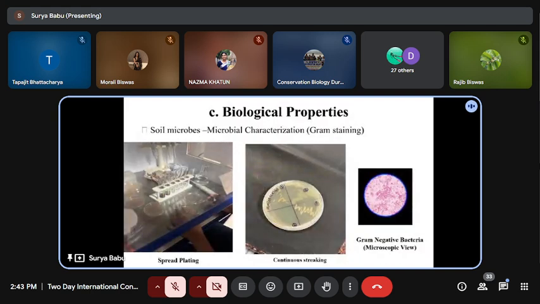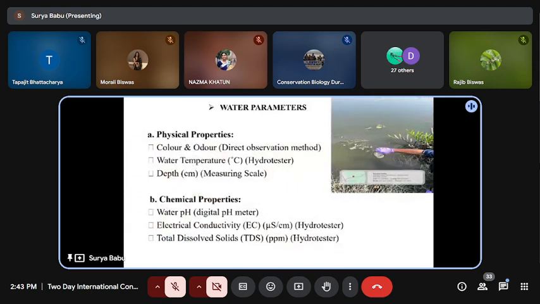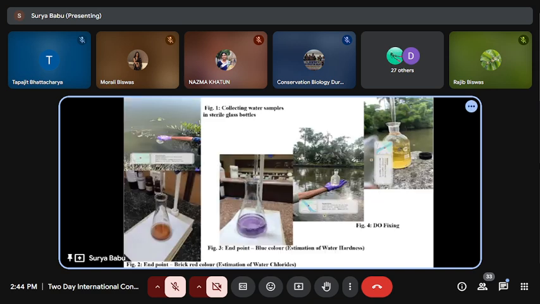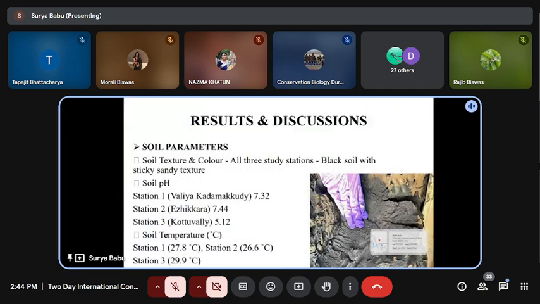Then for the biological properties, soil microbial characterization was done. The Gram staining method was used to analyze the microbes in the soil samples. Coming to the water parameters, the physical properties such as color, odor, water temperature, and depth were analyzed. Chemical properties such as water pH, electrical conductivity, TDS, chlorides, dissolved oxygen, and hardness were analyzed, as well as the planktons in the water column. Then the results and discussion.